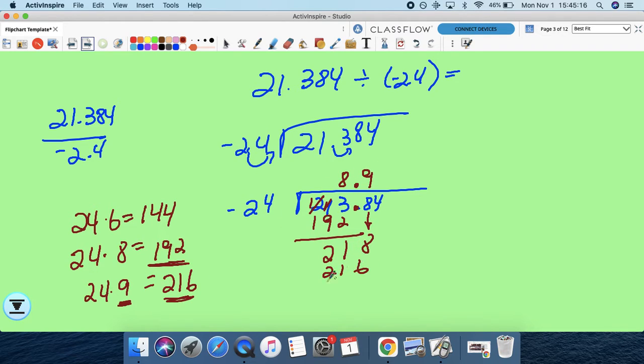216. That's 8 minus 6 is 2. And then we're going to bring the 4 down. And 24 going to 24. How many times? 1 time. That's easy. Final answer, negative 8.91. Okay, so again, it's just a matter of you getting used to the procedure. Once you get that and you understand, everything is pretty much the same.